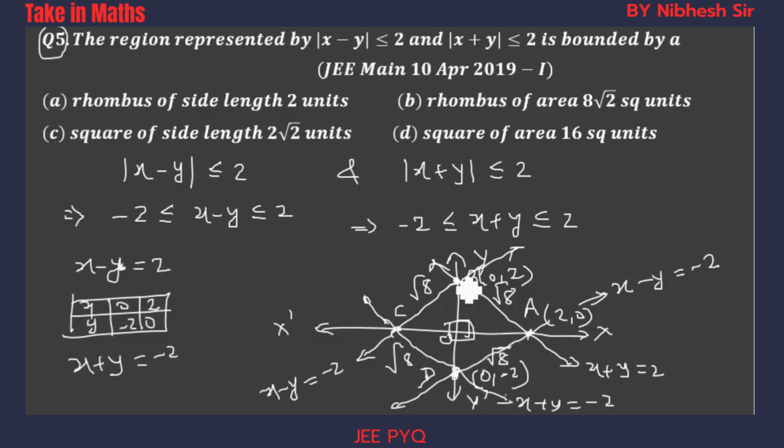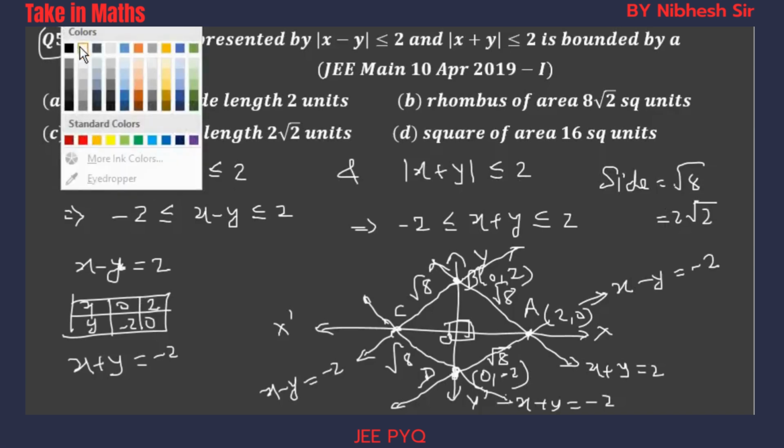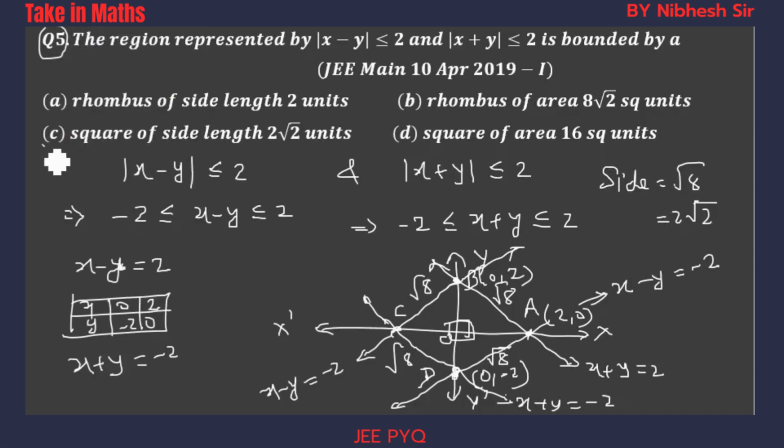So what do we get here? 2 units above and 2 units below, so this is 4 units, right? And this is also 4 units, right? So this is a square. Square with side root 8, that is 2 root 2 units. So the correct option here is option C.